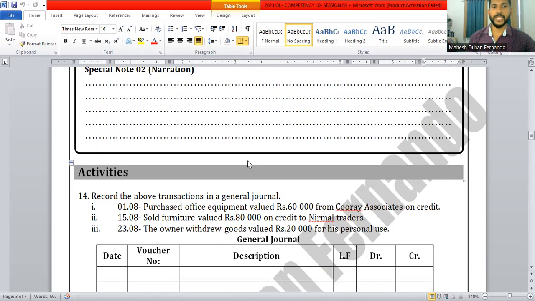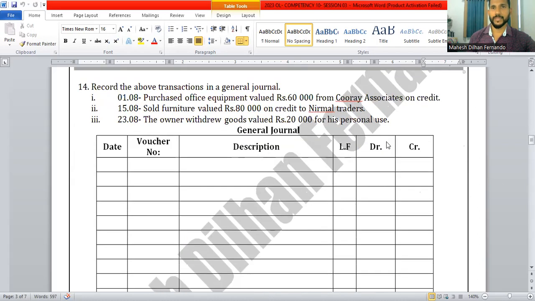I'm taking you to the next one, number 40. Look at what is here. Record the above transactions in the general journal. We are going to record the transactions now. Look at the first transaction: purchase of office equipment, a non-current asset valued at 60,000 from Corey Associates on credit. This is how the transaction is recorded in the general journal.